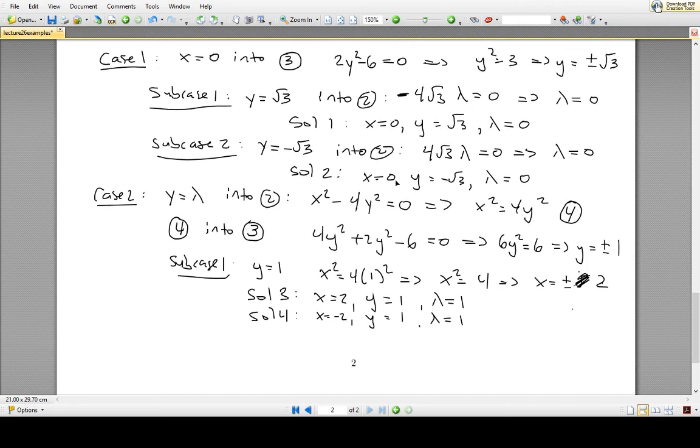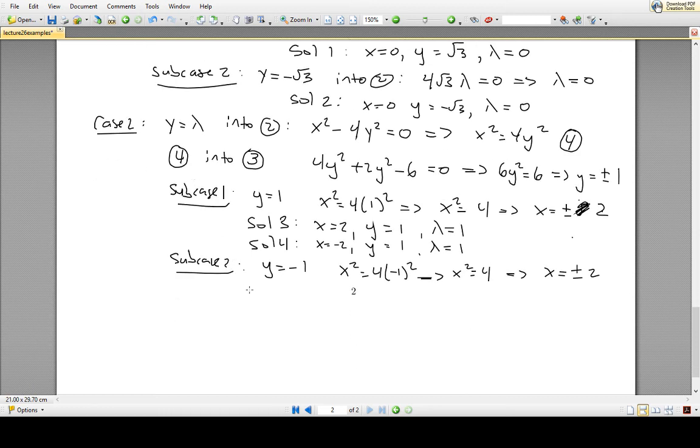Okay, great. So that was subcase 1. That is where I chose what y could be, that y was actually positive 1. So here's subcase 2. And that is choosing that y is equal to negative 1, because I had two choices up here. So if I choose y is equal to negative 1, what I end up with is x squared equals 4 times negative 1 squared, which means x squared is equal to 4, which means once again I have that x is equal to plus or minus 2.